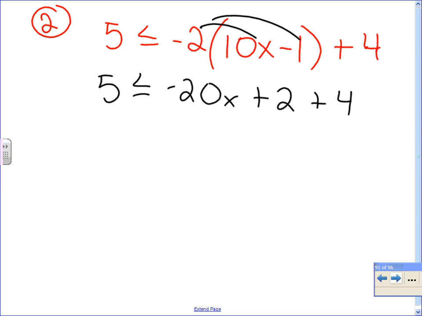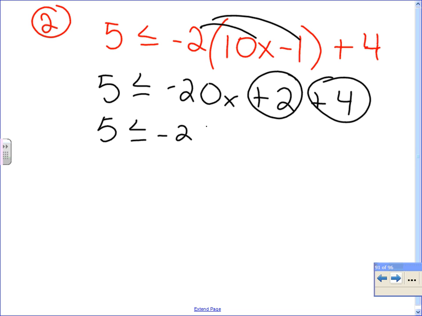Okay, what is the next thing that we are able to do on this problem? Lauren? Good, combine like terms. There's not any fractions to clear, so we go right to combine like terms. The like terms have to be on the same side. We are rewriting 5 less than or equal to negative 20x plus 6, because 2 plus 4 is 6.